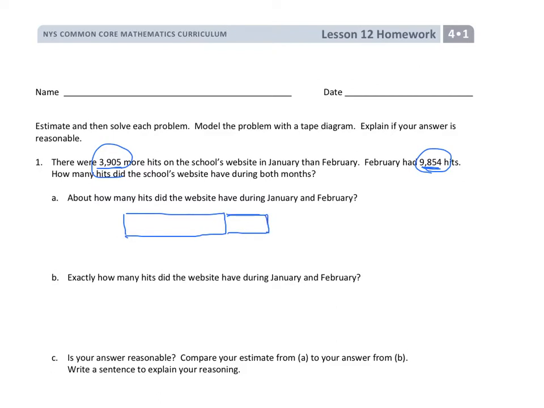And I want to draw them together because when I'm doing addition, I'm combining two things. So I want to show the combination of the two lengths. So this part of the tape is going to represent the 9,854. This is going to represent the 3,905. And then together, they're going to represent, I'm going to call it W, because W is going to equal the website hits. So to figure this out, I'm going to use the traditional algorithm that the students and I have been working with the last few days.